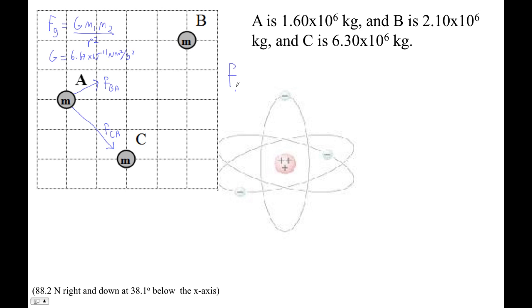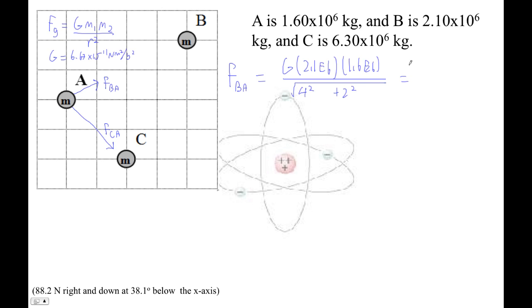So the force of B on A is G, where G is 6.67 times 10 to the minus 11th, and then B is 2.1 million kilograms, and A is 1.6 million kilograms. A million kilograms, is that a billion grams? All right, and then the distance from B to A is 1, 2, 3, 4. Every grid line is a meter, so 1, 2, 3, 4 over 2 up. So it'll be the square root of 4 squared plus 2 squared.